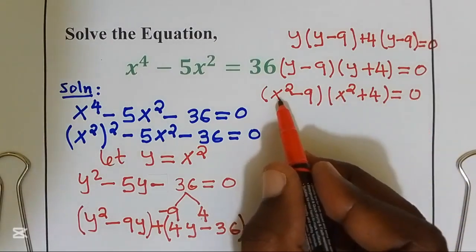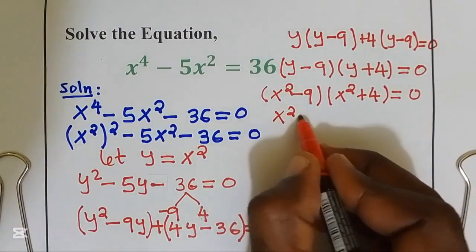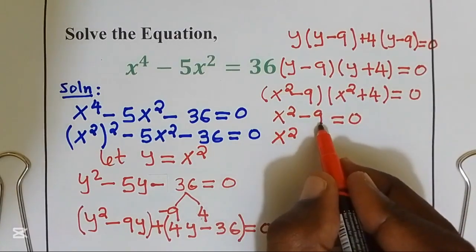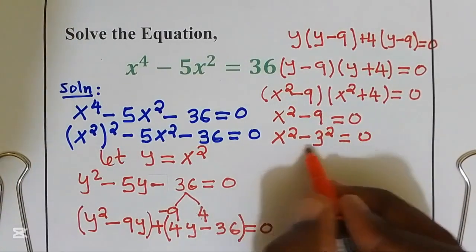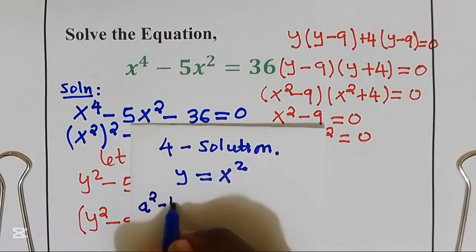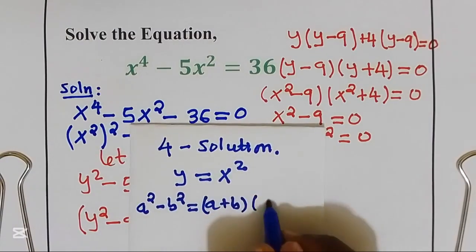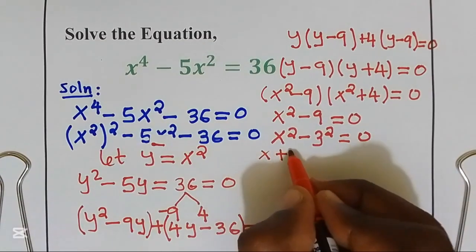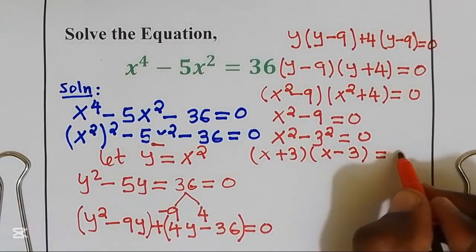Let's take first x squared minus 9 is equal to 0. X squared minus 9, this is equal to 0. This is x squared, and 9 is the same as 3 squared, that is x squared minus 3 squared is equal to 0. This is a difference of two squares. If we have a squared minus b squared, this is equal to a plus b, a minus b. This is equal to x plus 3, x minus 3, equal to 0.